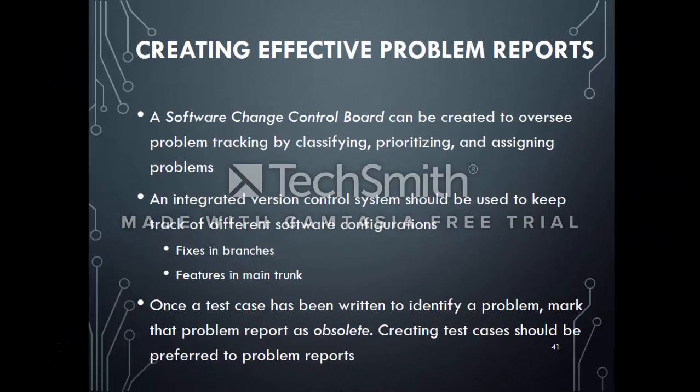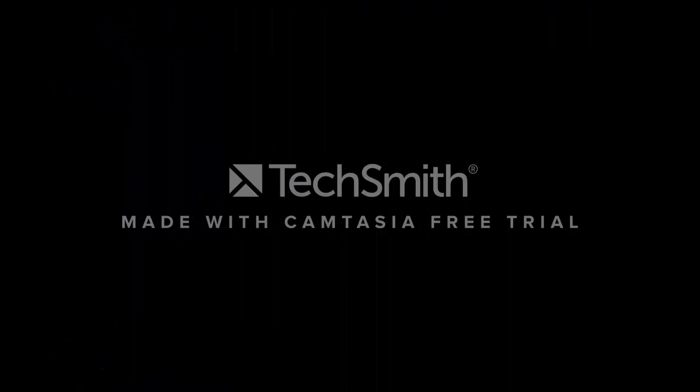A software change control board can be created to oversee problem tracking by classifying, prioritizing, and assigning problems so that the developers can work on fixing bugs. An integrated version control system should be used to keep track of different software configurations, keep the fixes in the branches, and new risky features in the main trunk. Once a test case has been written to identify a problem, we mark that problem report as obsolete. Creating test cases should always be preferred to writing problem reports.